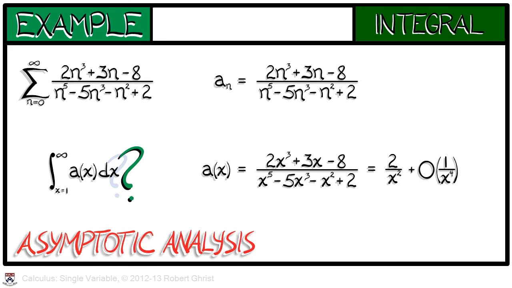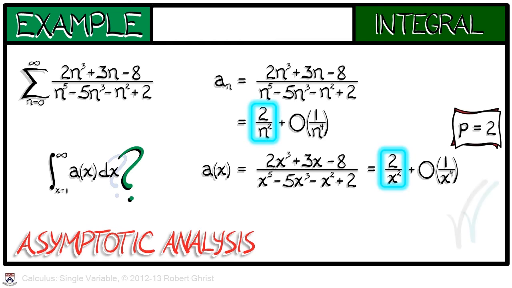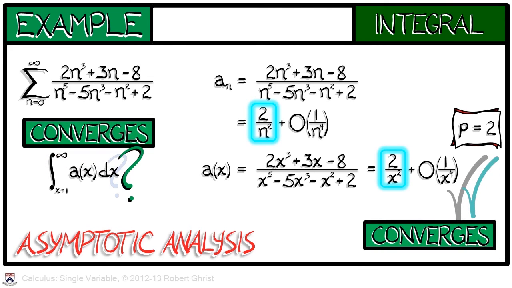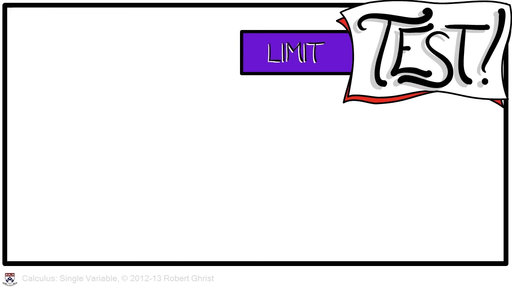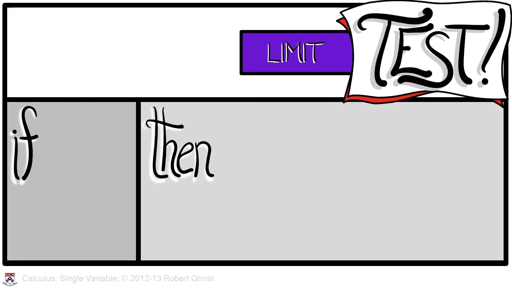Taking this a of x, we see that the leading order term is 2 over x squared. Everything else is in big O of 1 over x to the fourth as x goes to infinity. Well, the same thing holds for the discrete setting with our sequence a sub n. Since the leading order term is a p series with p equals 2, we know that that converges. Therefore, we know that this series converges because we know the leading order term. That's the idea behind our last test in this lesson, the limit test.